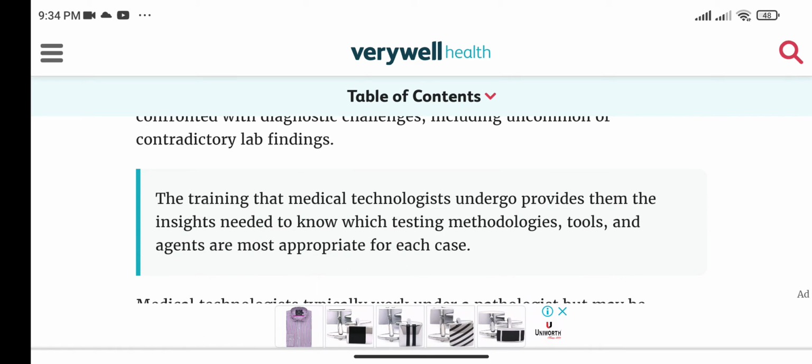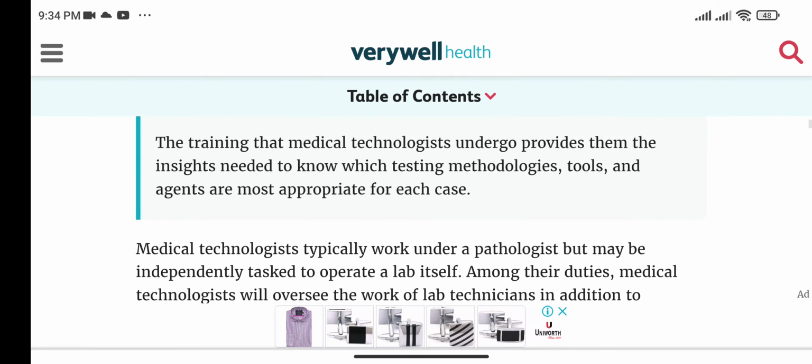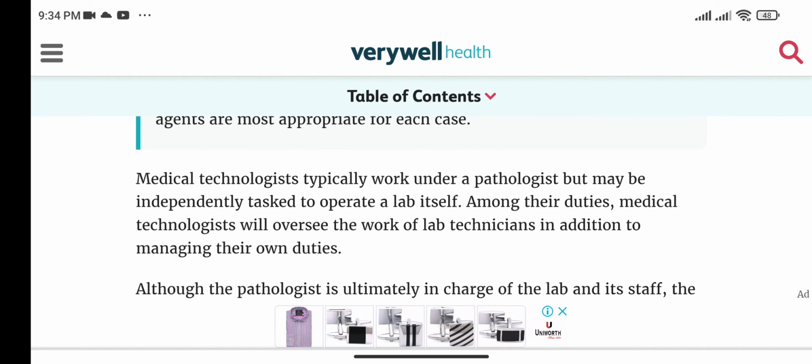The training that medical technologists undergo provides them the insights needed to know which testing methodologies, tools, and agents are most appropriate for each case. Medical technologists typically work under a pathologist but may be independently tasked to operate a lab itself. Among their duties, medical technologists will oversee the work of lab technicians in addition to managing their own duties.